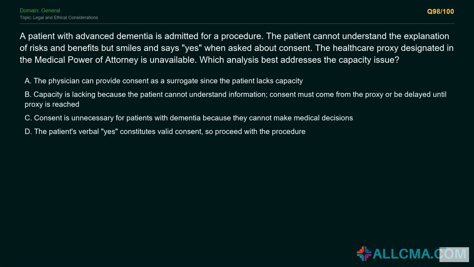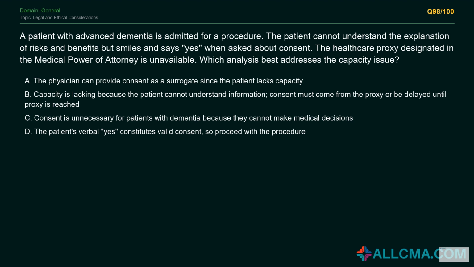Question 98. A patient with advanced dementia is admitted for a procedure. The patient cannot understand the explanation of risks and benefits, but smiles and says yes when asked about consent. The healthcare proxy designated in the medical power of attorney is unavailable. Which analysis best addresses the capacity issue?